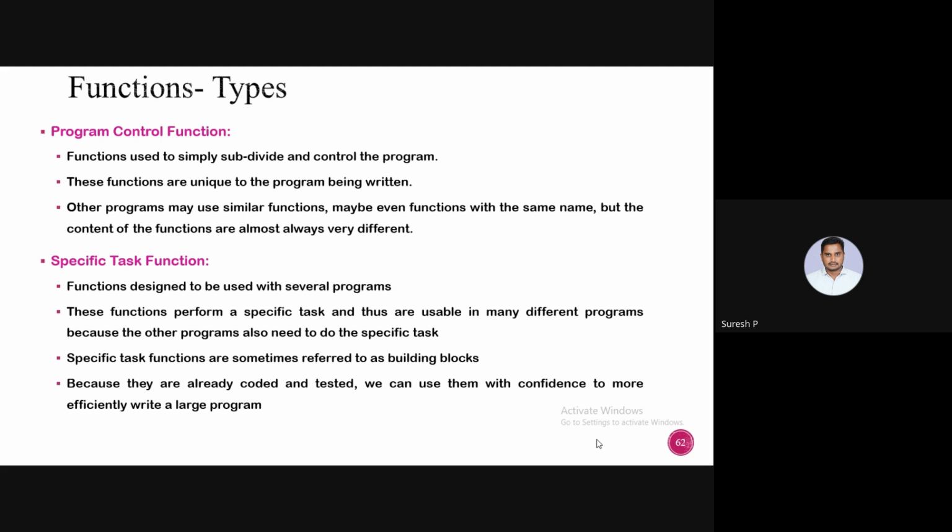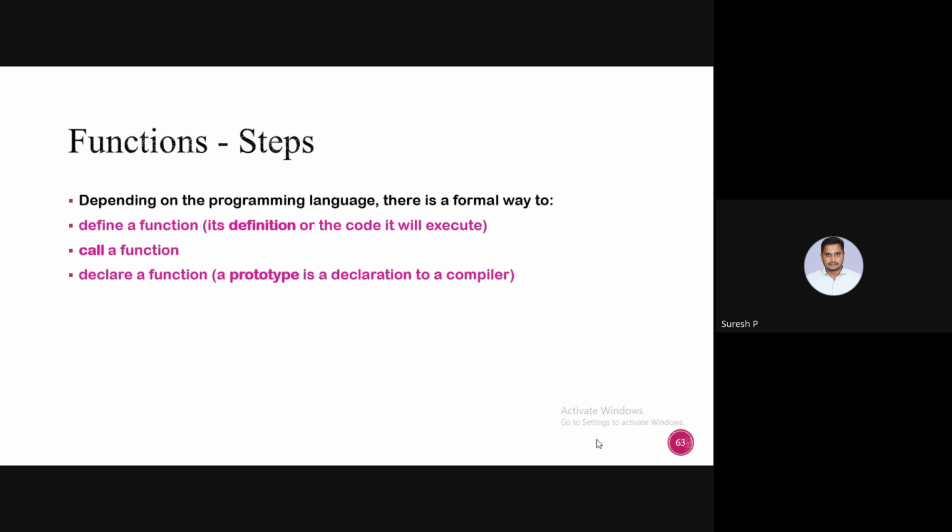So the specific task function will send some messages, will pass some information to the program control function, but the program control function will not send any information to the other one. Okay, so this is very important. So the main function will be referred to as the program control function, and the specific task functions, other user-defined functions, for example square root, power, sine, cos, tan, and string-related functions: string length, string concatenation, string reverse, string search, substring. So these are examples of specific task functions.